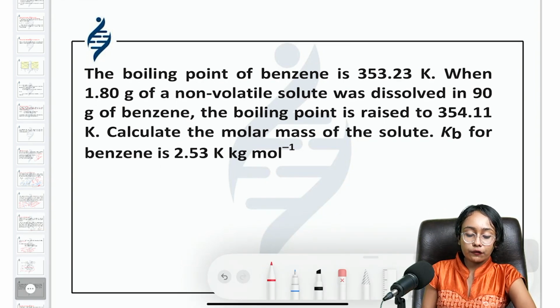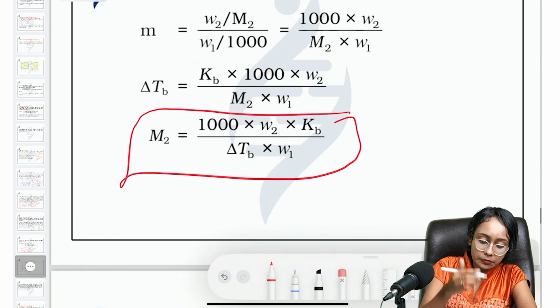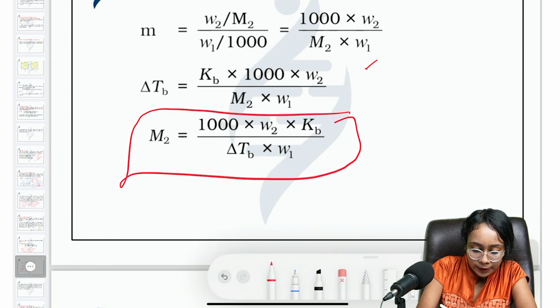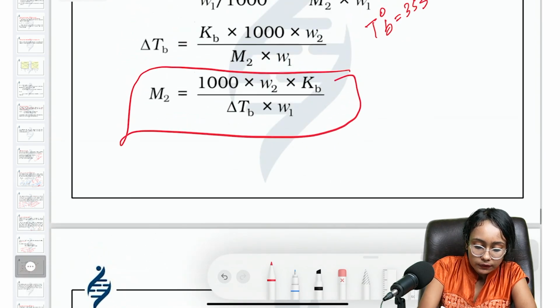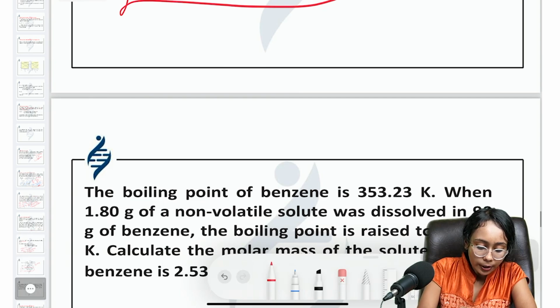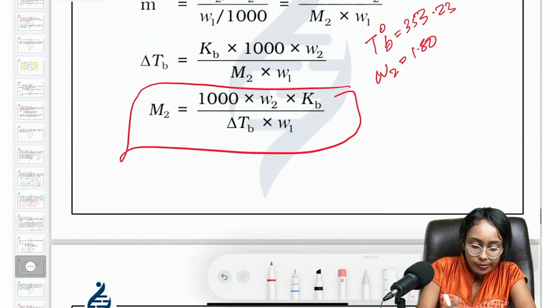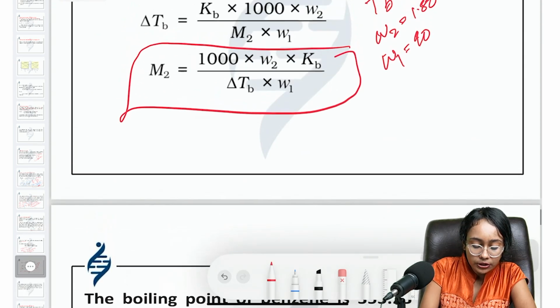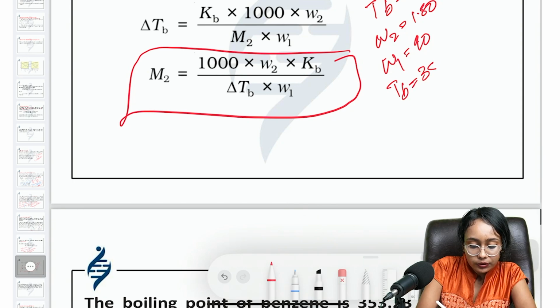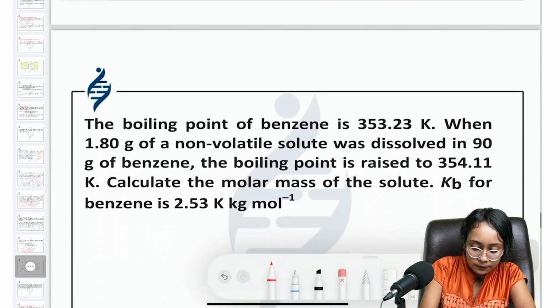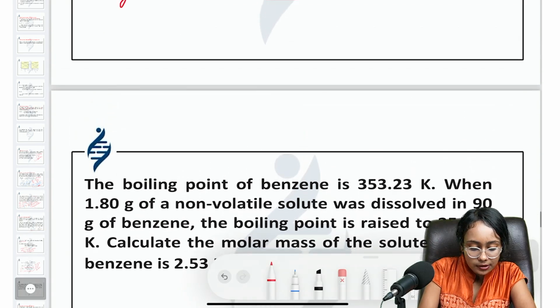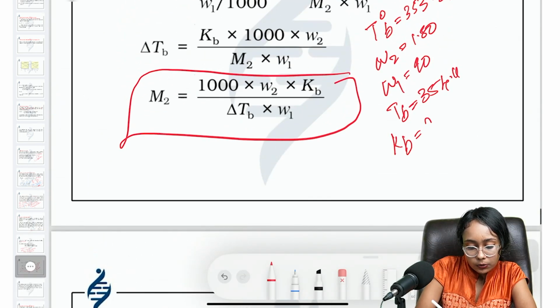Boiling point of benzene is 353.23 Kelvin. Let's substitute here. Boiling point of benzene, T naught B equal to 353.23 Kelvin. When 1.80 gram of a non-volatile solute, W2 1.80, is dissolved in 90 gram of benzene, W1 90. The boiling point is raised to 354.11, right? Calculate the molar mass of solute. Kb is given 2.53. Kb equal to 2.53.